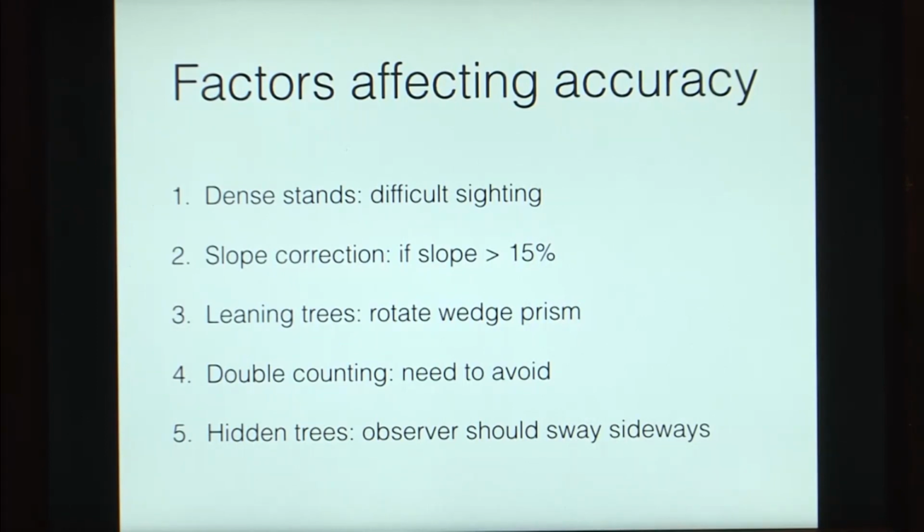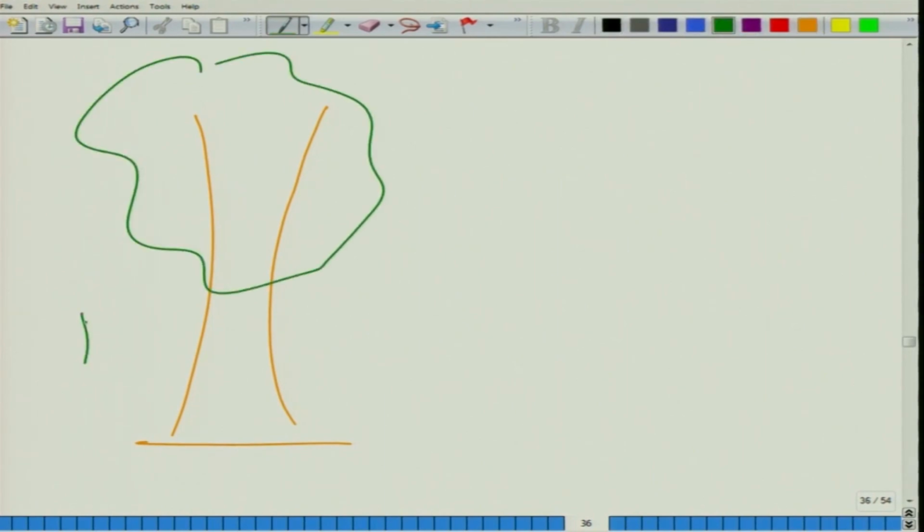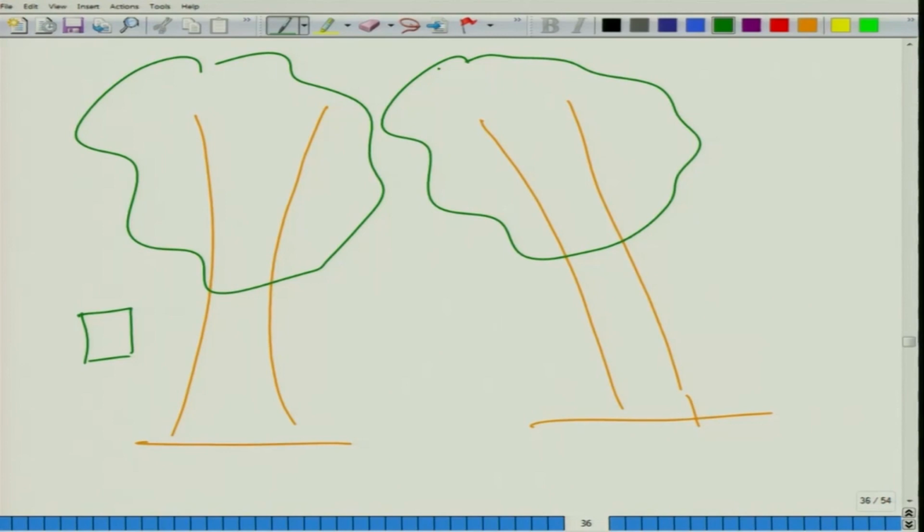Then you have the case of leaning trees. In place of having a tree like this, in this situation you kept your prism like this. But if you have a leaning tree, something like this, then you need to rotate your wedge prism such that the axis of the prism and the axis of the tree correspond to each other.